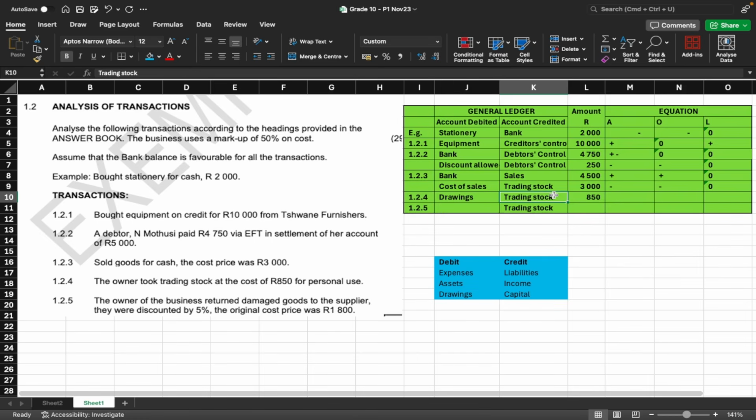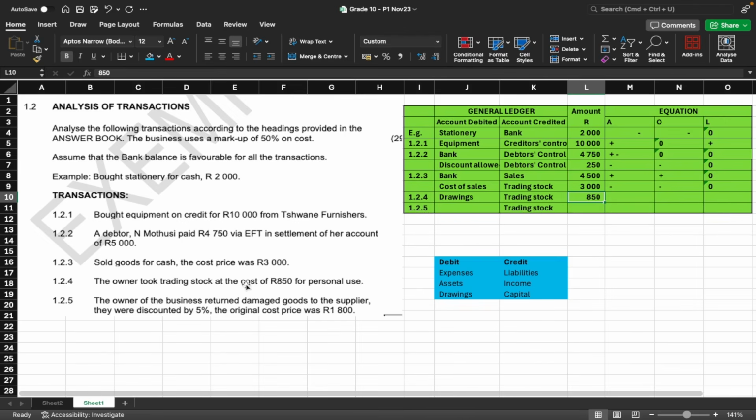Okay, and then obviously trading stock is credited because trading stock is leaving my premises, and we've put it at 850 Rand. Why at 850 Rand? Why didn't I add the markup of 50% and then get the selling price? Well, because I'm not selling. The owner is taking it for his personal use. We as the business have to just ask ourselves, how much did we buy it for?